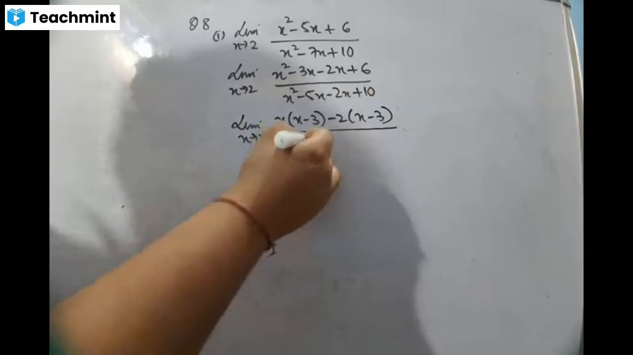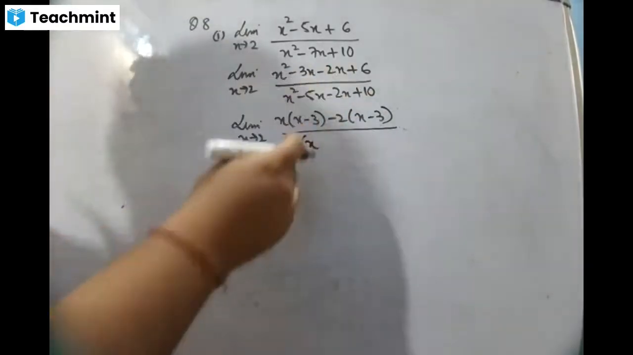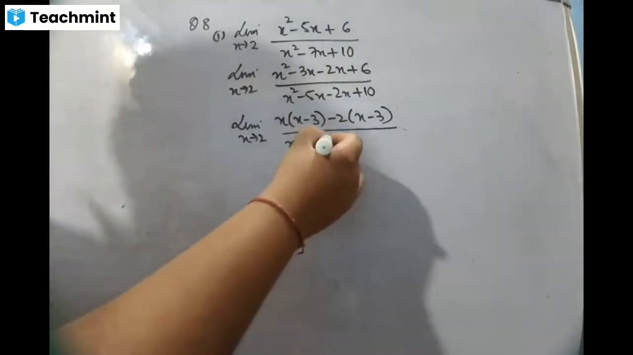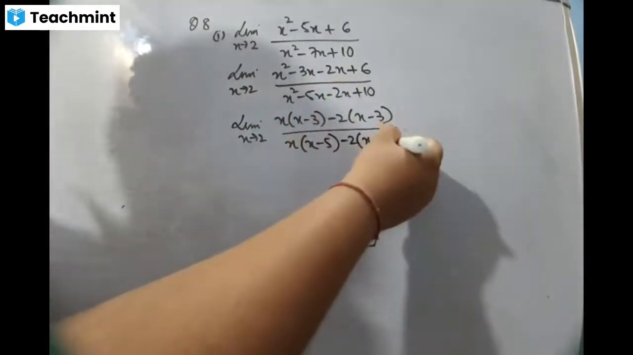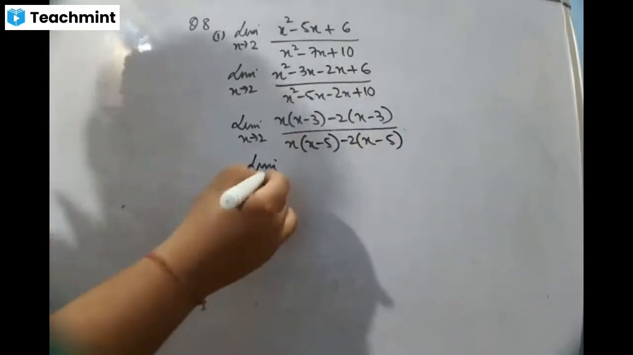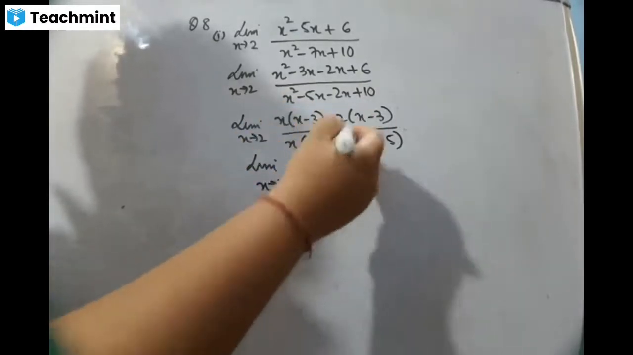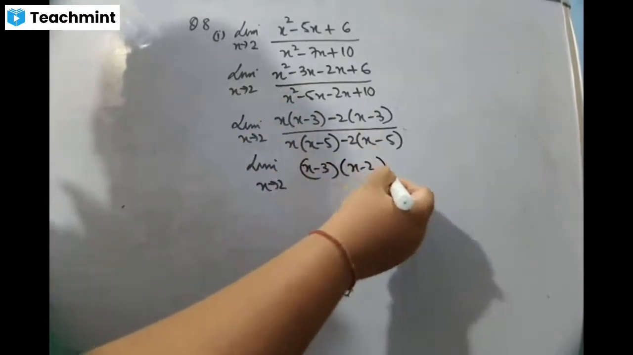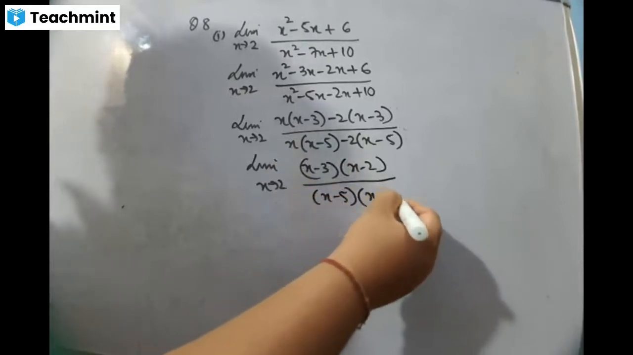Divide the whole thing. Again do the same thing. When I take x common from the two terms of the denominator, I get x minus 5, minus 2 common, x minus into plus becomes minus, 2 5s are 10. So limit x tends to 2. If I take x minus 3 common from the numerator, I get x minus 2. And similarly, if I take x minus 5 from the denominator, I get x minus 2.